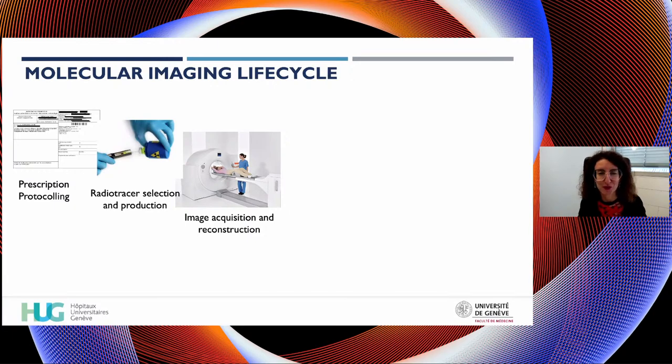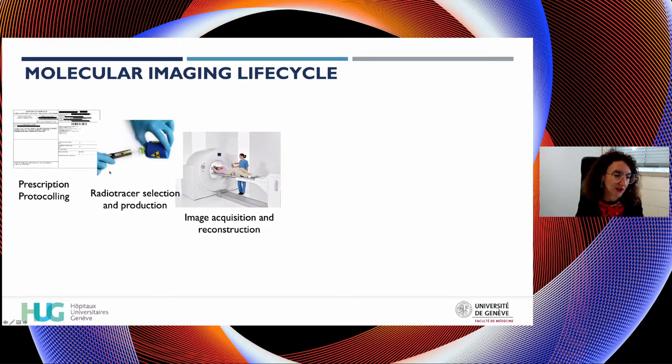We are talking about procedures that are complex, with a tracer that is synthesized specifically for the test and for the patient that is imaged. So, of course, having a no-show or having to cancel the procedure is a really unwanted situation.